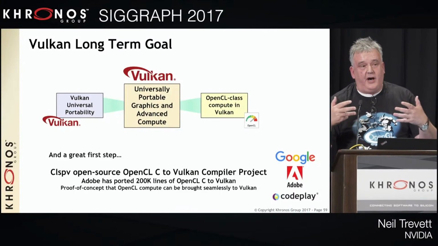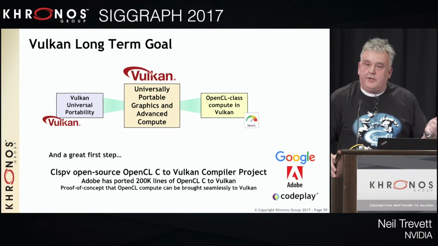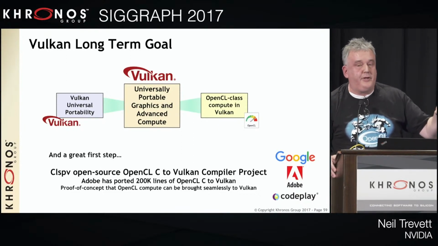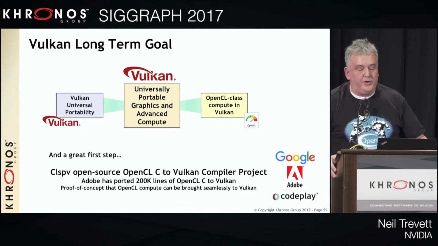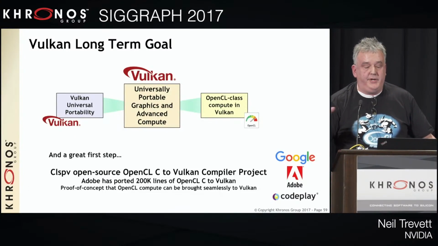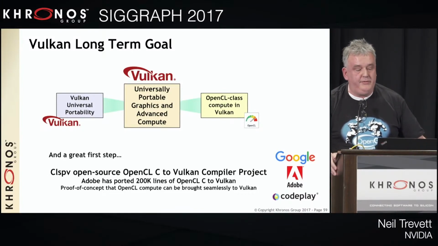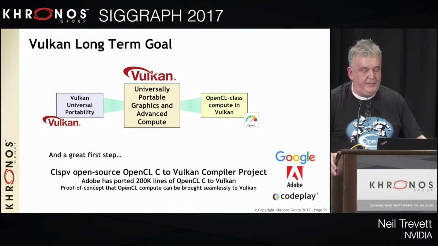So those two things, they kind of multiply, I think, in goodness, because if we can have Vulkan, at least a strong subset of Vulkan being universally portable, and over time we bring OpenCL class compute into Vulkan, we get a universally portable graphics and compute API, which is cool for many people.